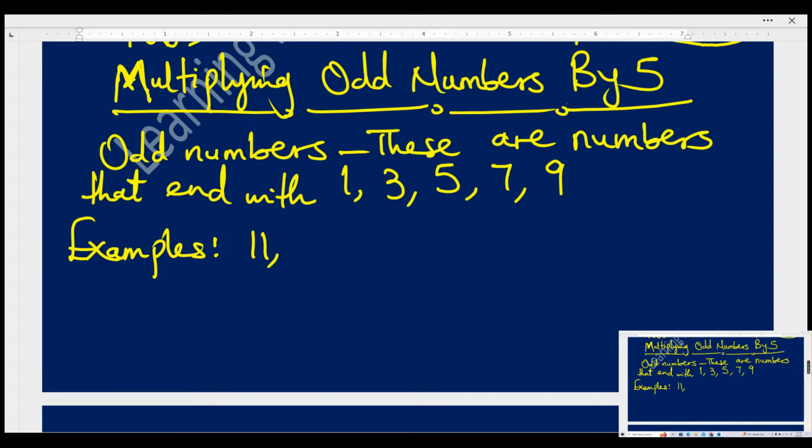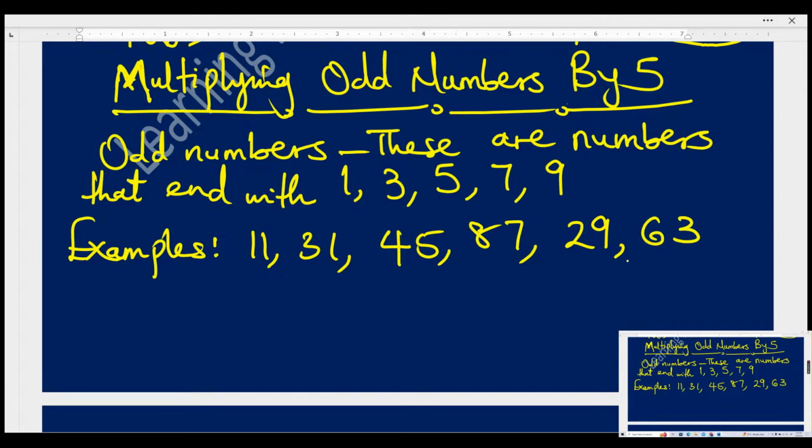So 11 is an odd number, 31 is an odd number, 45 is an odd number, 87 is an odd number. All right. 29 is an odd number. You can see that. Then 63 is an odd number. You can see that these numbers end with either 1, 5, 7, 9, or 3. So when you have the last digit of a number as either 1, 3, 5, 7, or 9, such a number is an odd number.